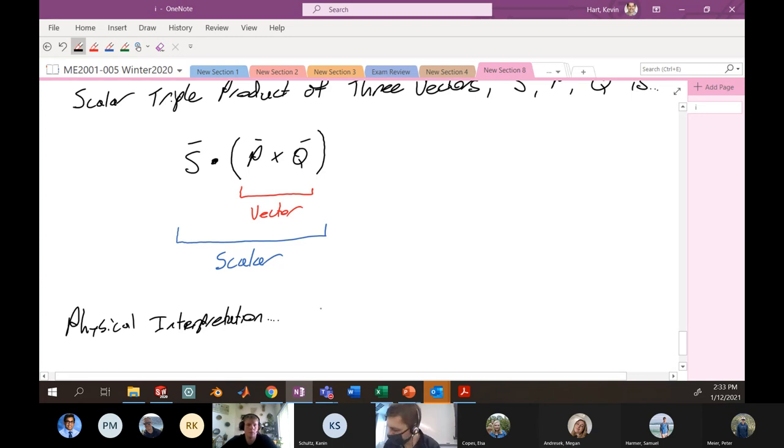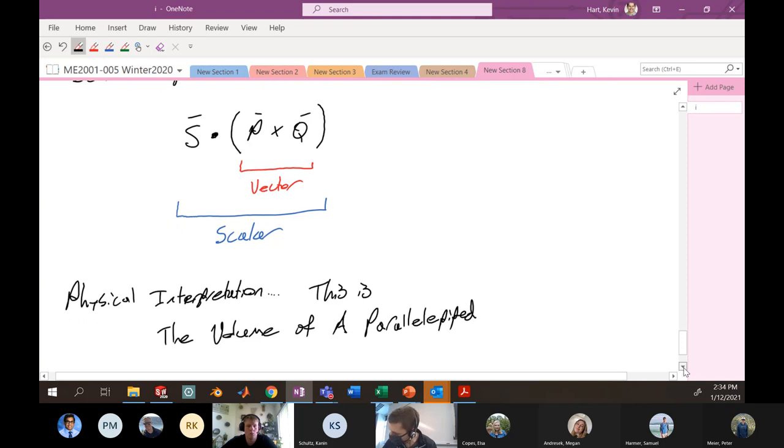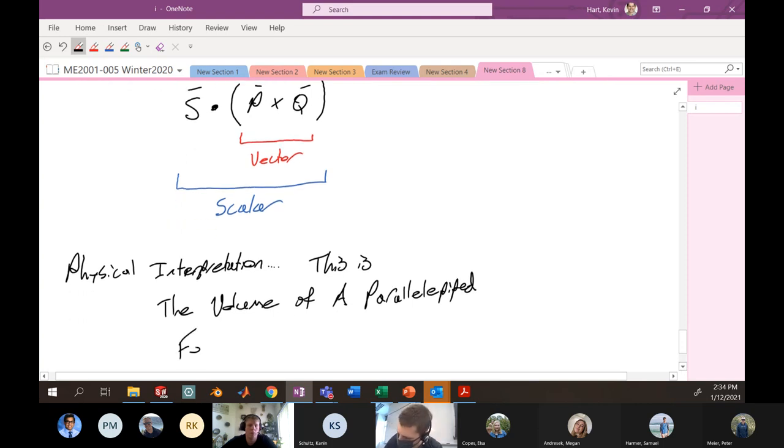Is that if you had three vectors, this is the volume of what's known as a parallelepiped. I've got to spell this right. Formed with P, Q, and S.